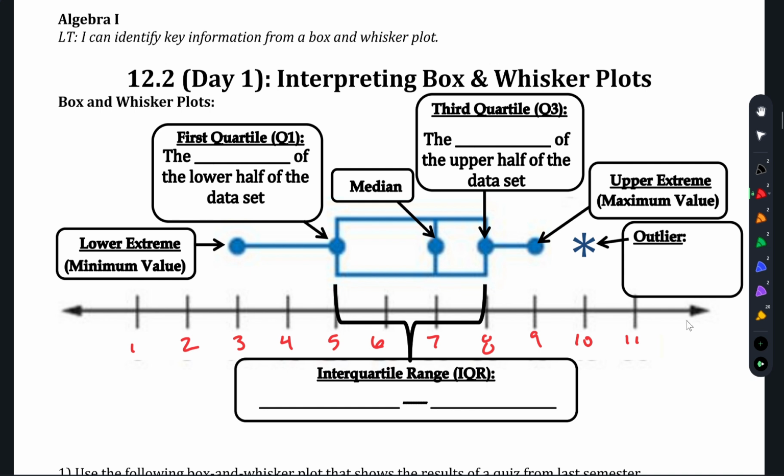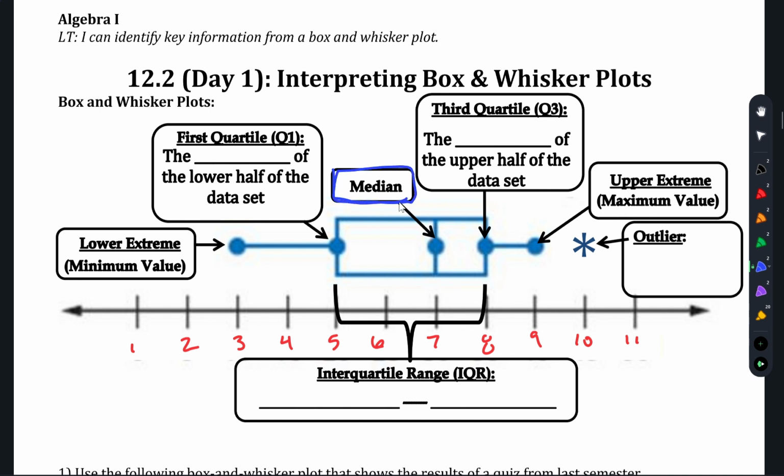So let's say, I don't even know what this could be. Something. We take our data, however many data points we have. We're going to order them from least to greatest. One of the things that we talked about, and I'm going to go out of order a little bit here, one of the things that we talked about on Friday was how to find the median.